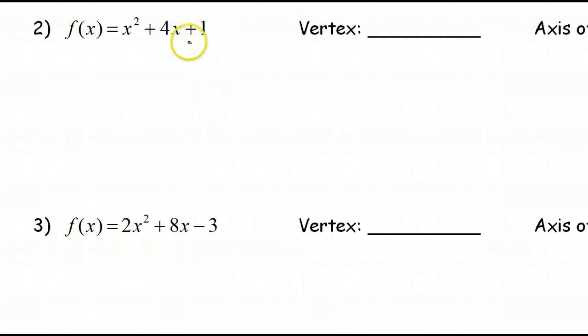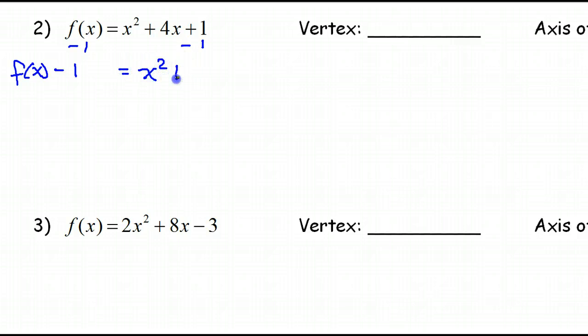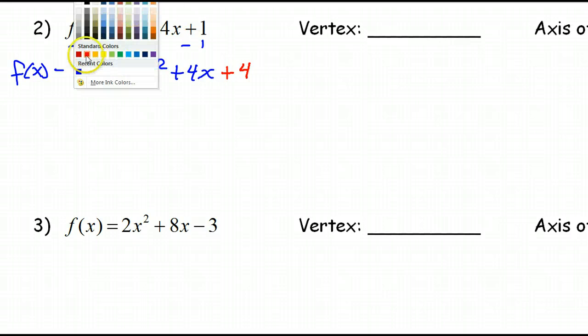All right, completing the square. So let's move that 1 out of the way. So that'll give us f of x minus 1 is equal to x squared plus 4x. Now, what is the magic number that completes the square? It's going to be 4. Half of the middle squared. Half of 4 is 2. 2 squared is 4. So I will need to add 4 on this side as well.